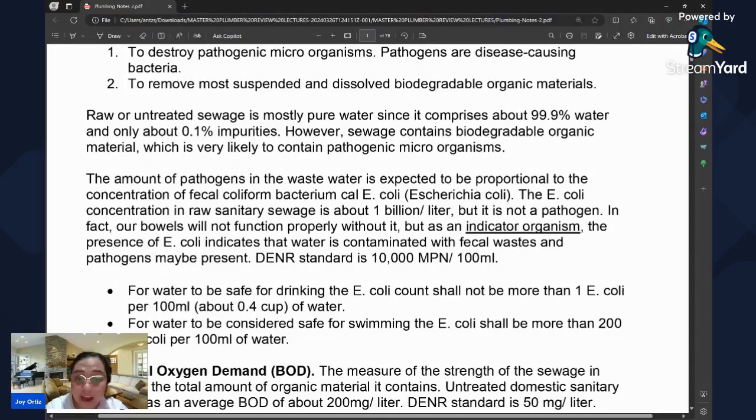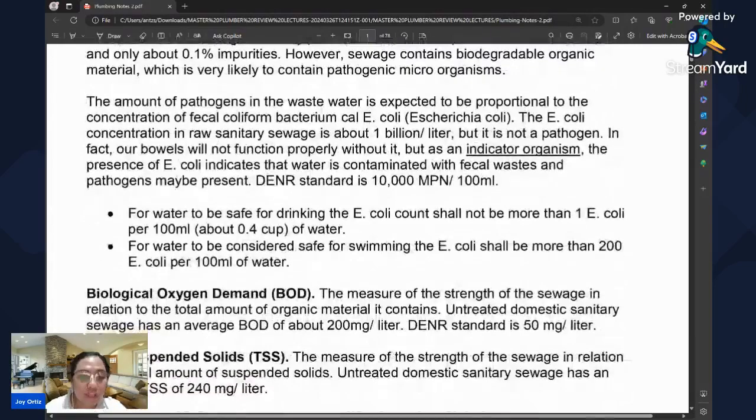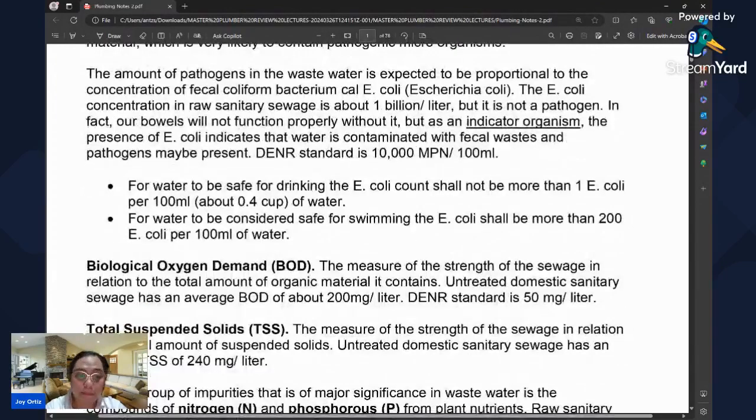So the standard is 10,000 MPN per 100 ml. For water to be safe for drinking, the E. coli count shall not be more than 1 E. coli per 100 ml, about 0.4 cup of water. So that's how we can say the water is safe to drink. It should not be more than 1 E. coli per 100 ml.